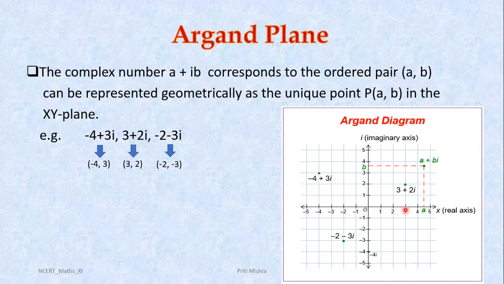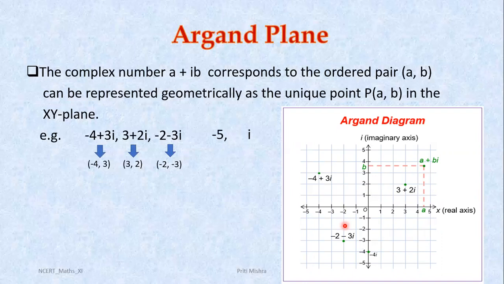So 3 and 2. Here we are having the point 3 plus 2i. Then minus 2 minus 3i is representing the ordered pair minus 2, minus 3. So it will be minus 2 and minus 3. Here you can see the point we are having, minus 2 minus 3i. So this is the way you can represent any kind of complex number in the Argand plane.